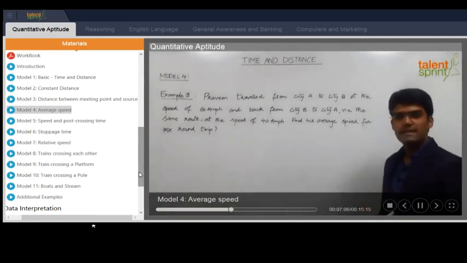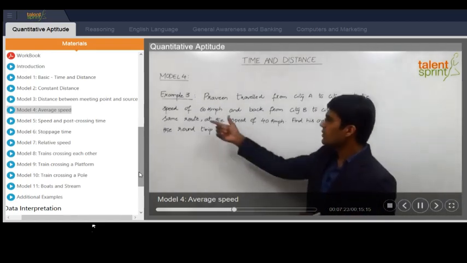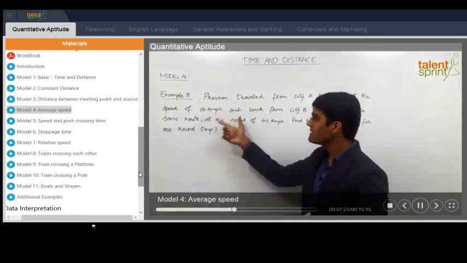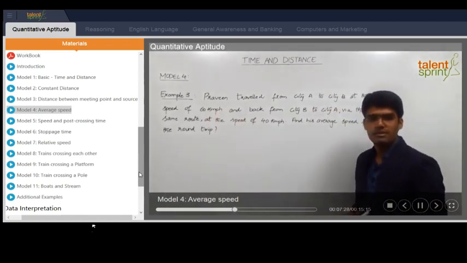So here we can see that Praveen first traveled from city A to city B at the speed of 60, then back from city B to city A through the same route at the speed of 40. And we are supposed to find out the average speed for the round trip. That is nothing but A to B and then B to A. As you can see from this question, only the two speeds are given to us. That is, the first speed is 60 kilometers per hour and the second speed is 40 kilometers per hour.